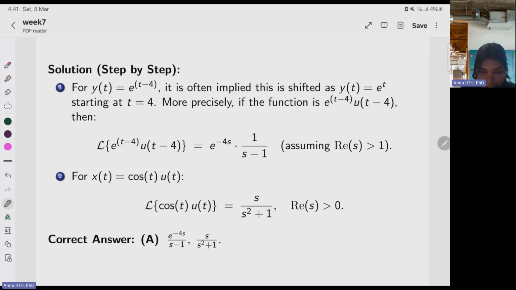How is this coming like this? Let me solve here. So basically, (t minus 4) u(t minus 4).